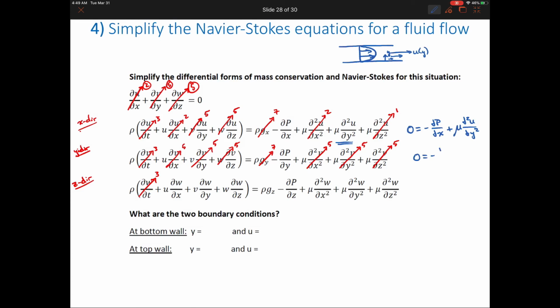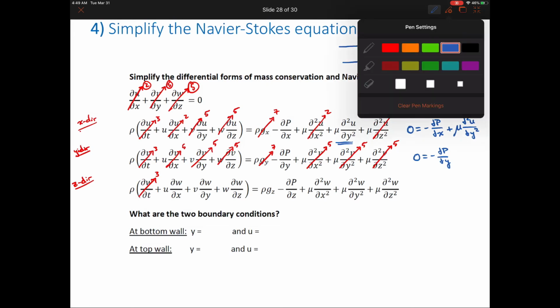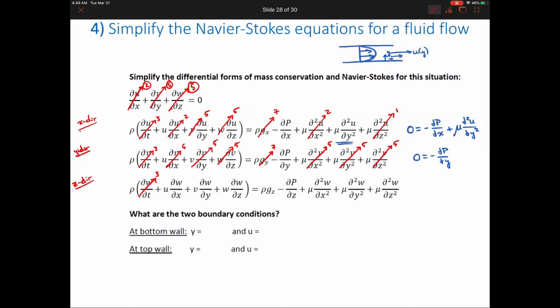Now we are left with a statement that says that the pressure gradient in the y direction is equal to 0, which essentially means that the pressure is constant in the y direction, which by inspection you likely could have figured out, but it's nice to see that Navier-Stokes equations are going to be consistent with that.